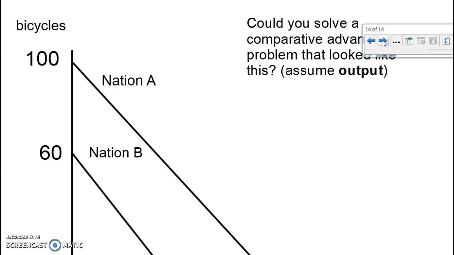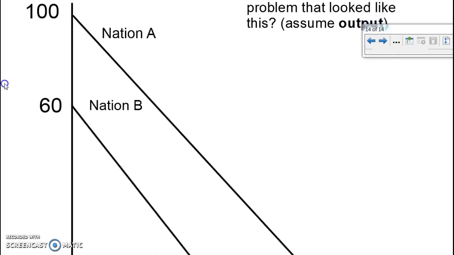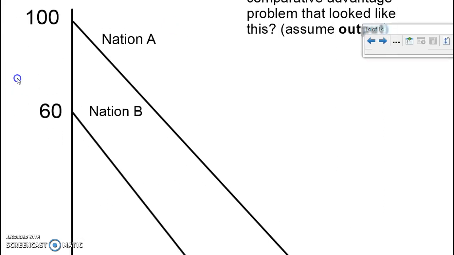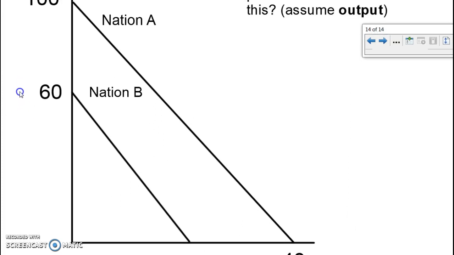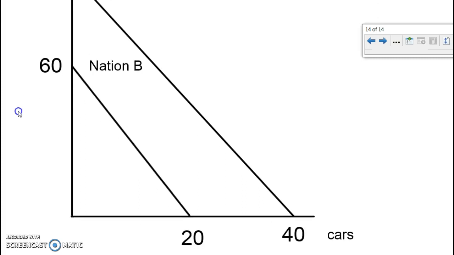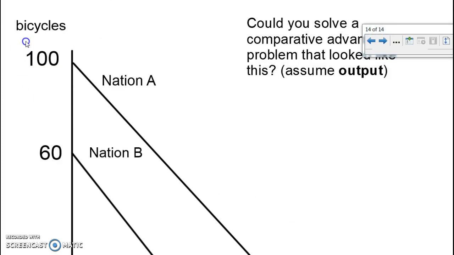All right, can you find comparative advantage if you see a problem that looks like this? Okay, assume it's an output problem. The key here is not to get freaked out by the different appearance, but just realize this is the same data that's in a table. So nation A can do 100 or 40. So what is the opportunity cost if they produce bicycles? Well, they have to give up 40, right? They give up 40 to get 100. They give up 100 to get 40. Okay? You can solve the rest of that problem and see who has the comparative advantage in bicycles and who has the comparative advantage in cars.